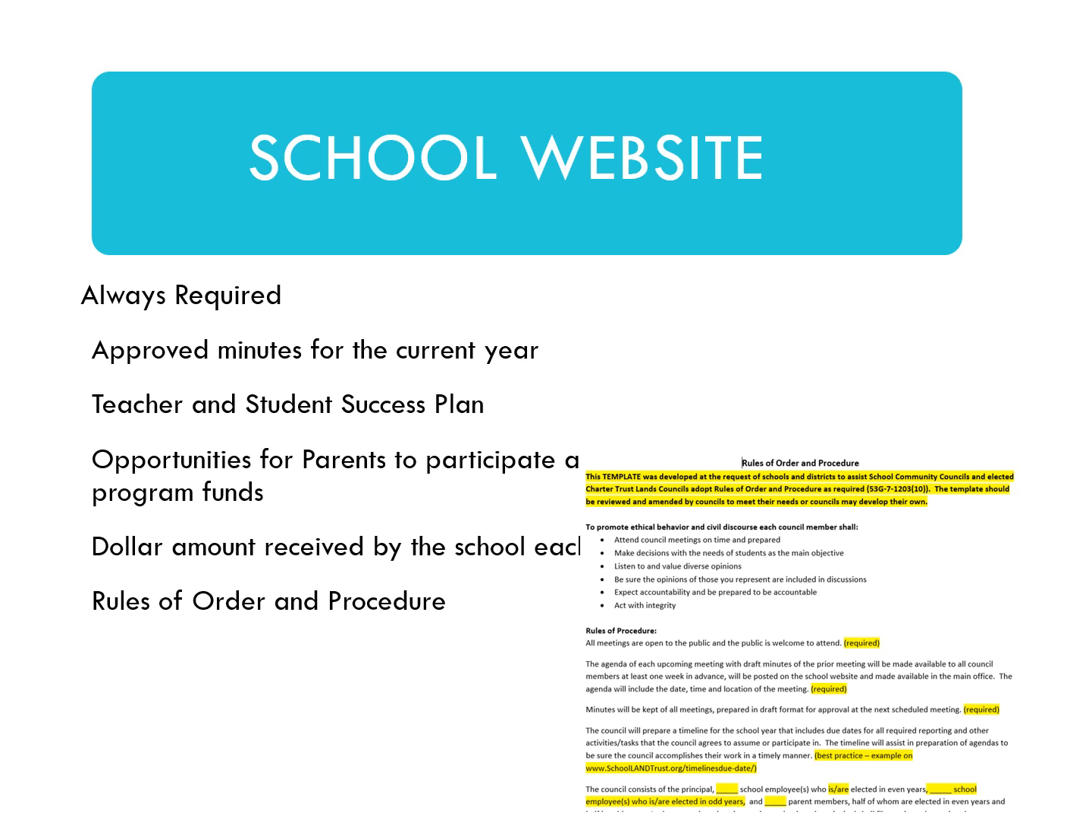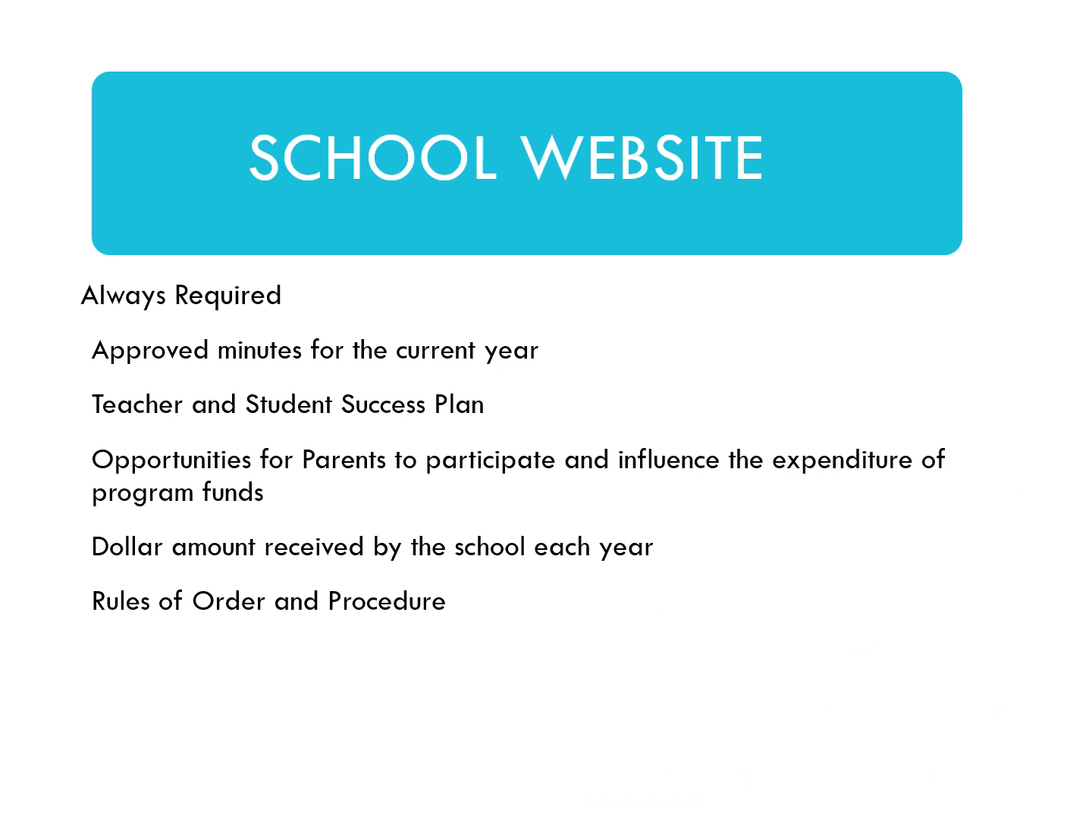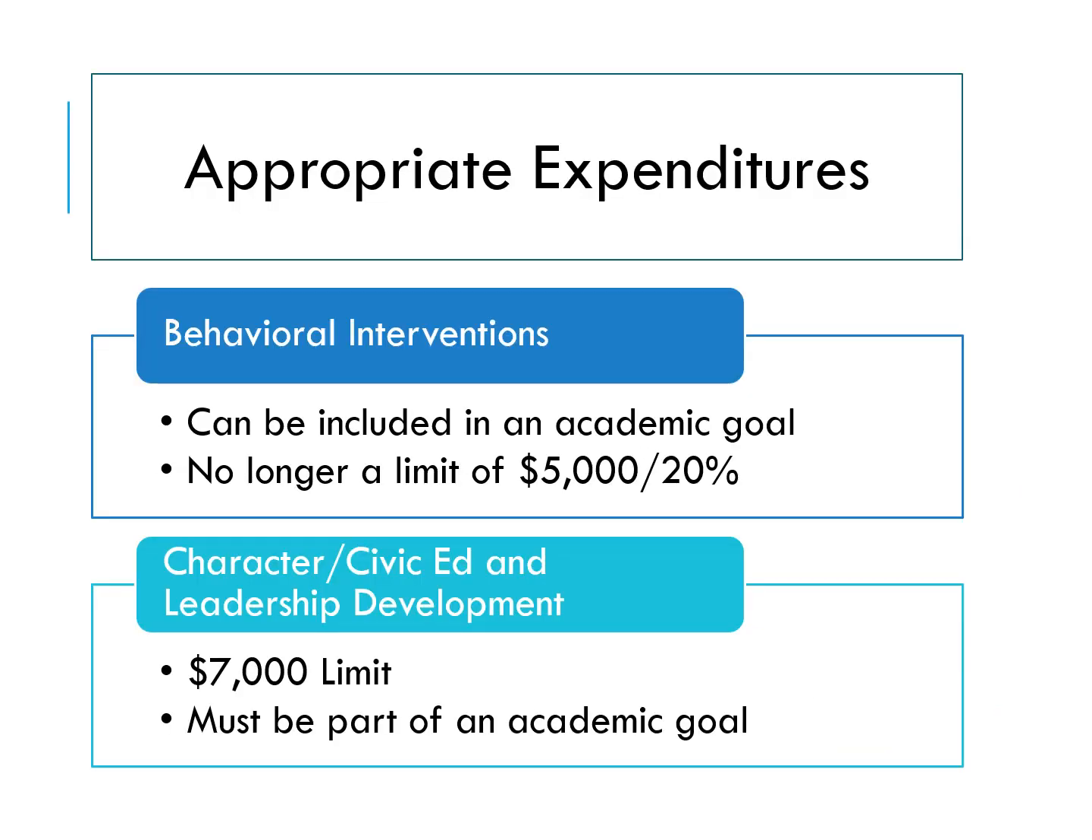Please make sure that you are annually reviewing your Rules of Order and Procedure to make sure that they continue to suit your council's needs. Appropriate expenditures can now include behavioral interventions as long as they are included as part of an academic goal. There's no longer a limit of $5,000 or 20%. Character and civic education and leadership development is limited to $7,000 total per school and must also be part of an academic goal.